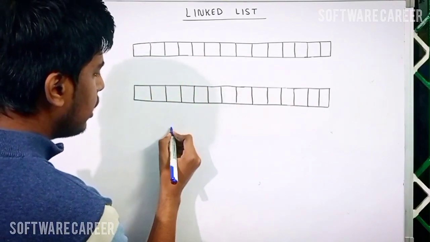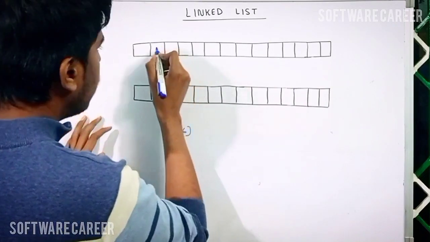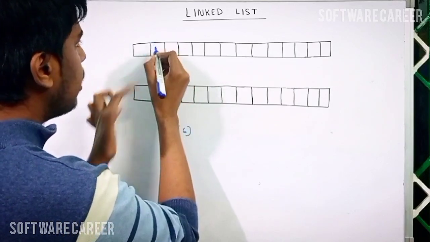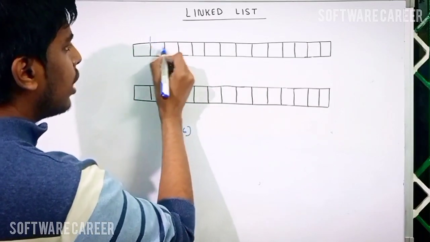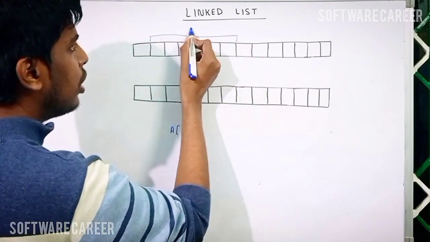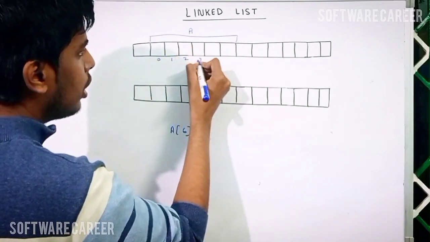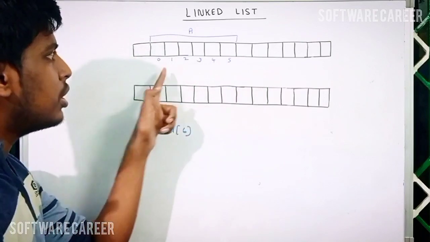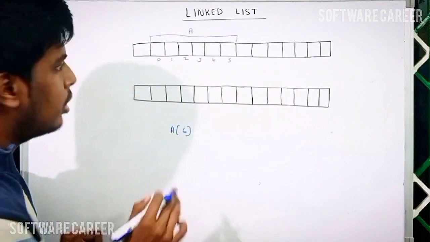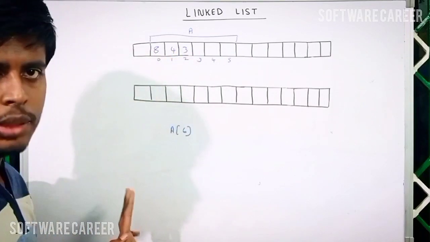Suppose now I am creating an array A of size 6. I start array A from this point, 1, 2, 3, 4, 5, 6, till this memory location, which is allocated to A. The indexes for A are 0, 1, 2, 3, 4, 5. There are 6 spaces, but I am storing only 3 elements in this array A. Suppose I am storing 8, 4, 3.